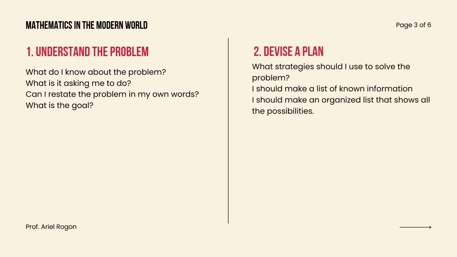Second is devise a plan. What strategy should I use to solve the problem? I should make a list of known information. I should make an organized list that shows all the possibilities.